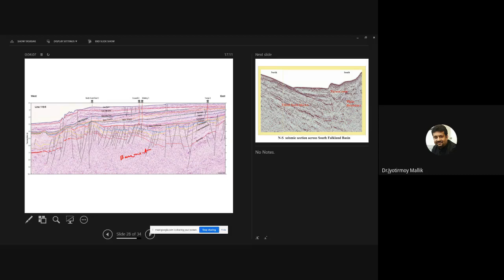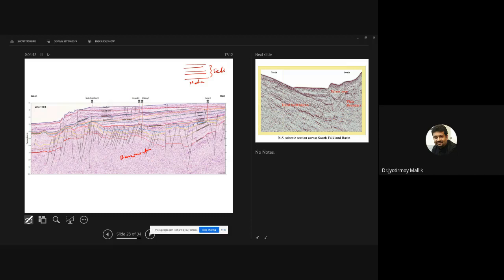So how would you identify basement? You will identify basement because the seismic quality drastically changes from the sedimentary layer to the basement. What you generally observe in the petroliferous basin is that you have a metamorphic basement over which you have sedimentary rocks. Now, this is where you will find oil and gas. In the sedimentary rocks, you will find oil and gas, right?